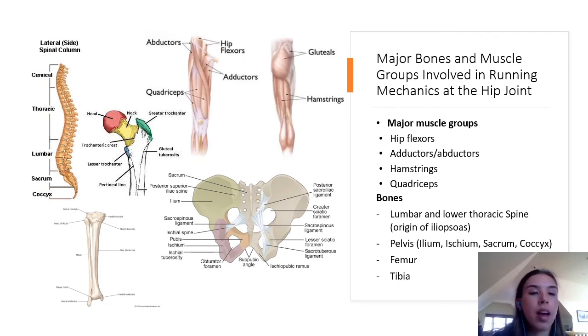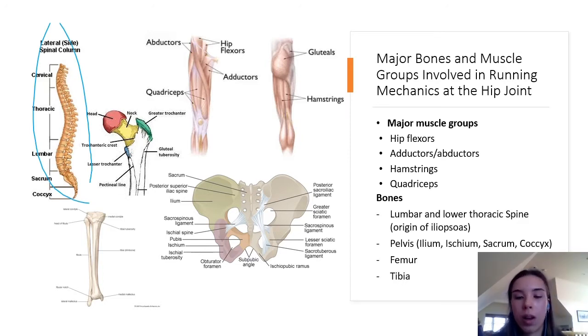All right, so we're going to be talking about the major bones and muscle groups involved in running mechanics at the hip joint on the slide. Here you have the spinal cord, and you don't normally think of it as a place involved in hip flexion or extension, but a lot of the muscles involved in this movement have their origin on the thoracic and lumbar spine. Same thing with the tibia and fibula. You don't really think of them as involved in hip flexion or extension, but a lot of muscles insert on the top of the tibia.